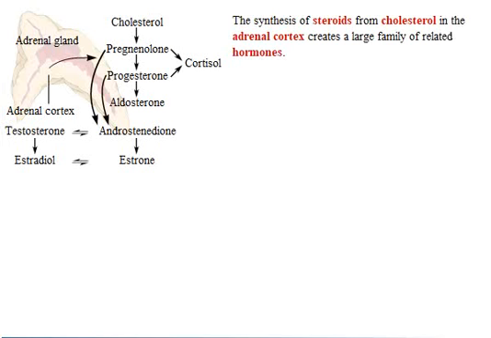The synthesis of steroids from cholesterol creates a large family of related hormones. The type of enzymes present in a given cell determine which steroid or steroids that cell produces. The metabolic pathways are very complicated and contain more intermediaries and loops than are illustrated here. Click cortisol to begin.